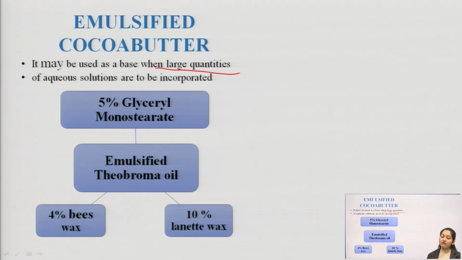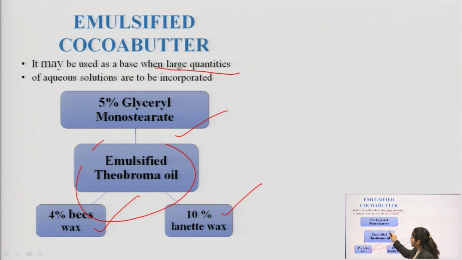So, in such cases when we want to make anything on a larger scale, we do not go for cocoa butter, instead we go for emulsified cocoa butter. In order to make emulsified cocoa butter, this is the formula that we require: 5% glyceryl monostearate, and in addition to this 4% beeswax. In addition to these two things, another thing that we require is 10% laneth wax. When we club these three, what we get is nothing but the emulsified theobroma oil.